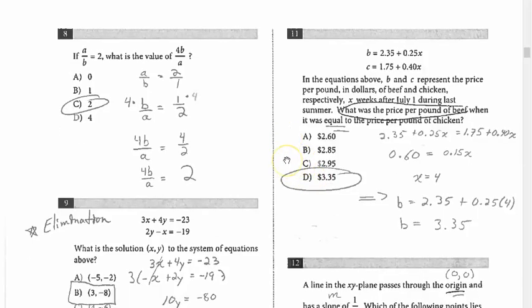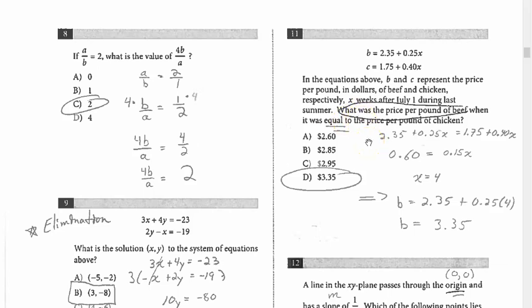Number 11, so again, a bit of a longer problem here. Here is the key in the wording. So we're presented with two equations, B and C, dealing with the price of beef and the price of chicken, respectively. Respectively just means in the same order we just gave you them. That's the order we're talking about. And I'm told that x is the number of weeks.